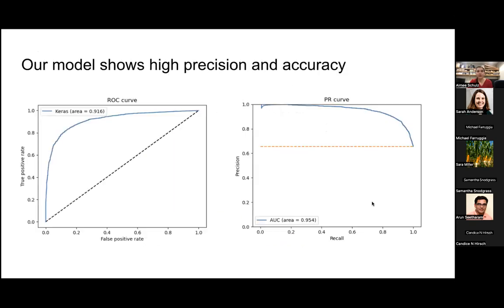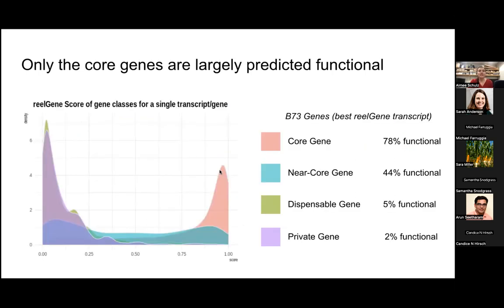And so overall, our model is showing high precision and accuracy. I'm showing here the ROC and PR curves for one of the folds, but they are similar across the board. And you can see that it's doing relatively well here. When we start diving a little bit more into the biology of what we're seeing, only the core genes are largely predicted as functional by our model. What you're seeing are just the B73 genes with our best reelGene transcript. So think of it as the representative transcript for each gene. We're hitting 78% of our core genes predicted functional, 44% of our near core genes, and then 5% and 2% of our dispensable and private genes are being predicted as functional.